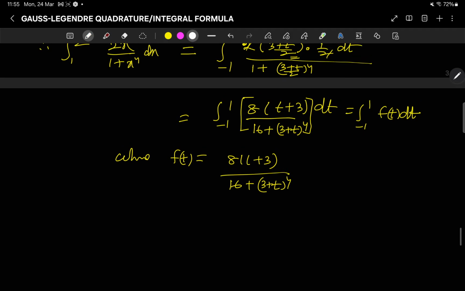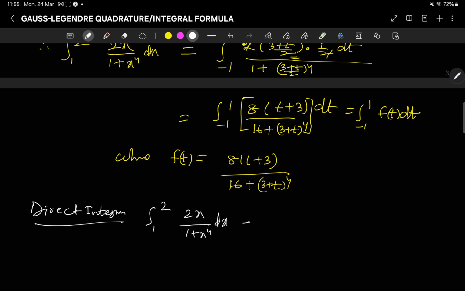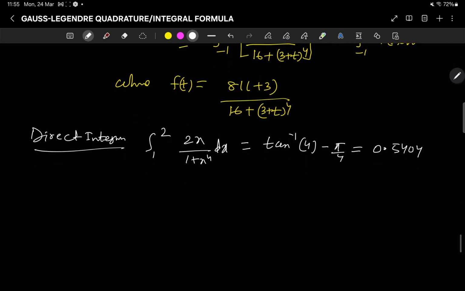What is your direct integration? Your direct integration is integral 1 to 2 of 2x by 1 plus x fourth dx. If you integrate it directly, it will be tan inverse 4 minus pi by 4 and the value is 0.5404.